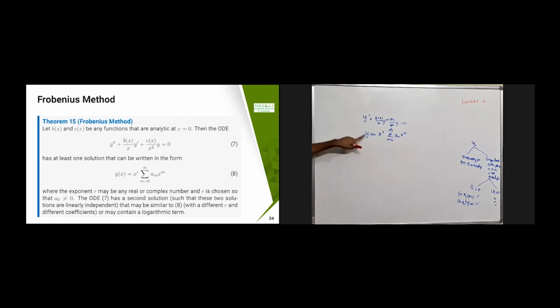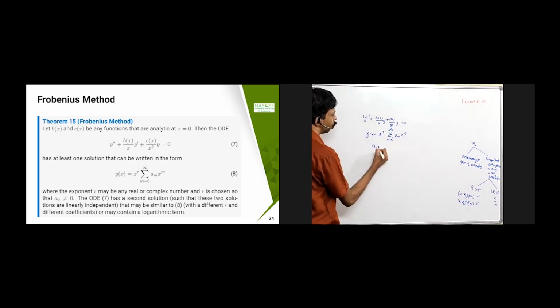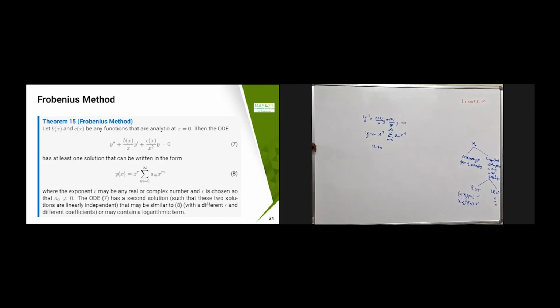Okay, so at least one solution is going to be of this form, where the exponent r can be real, complex, or double. This r is chosen in such a way that the first term, a0, is not equal to 0. So I am just choosing this r in such a way that this a0 is not equal to 0.